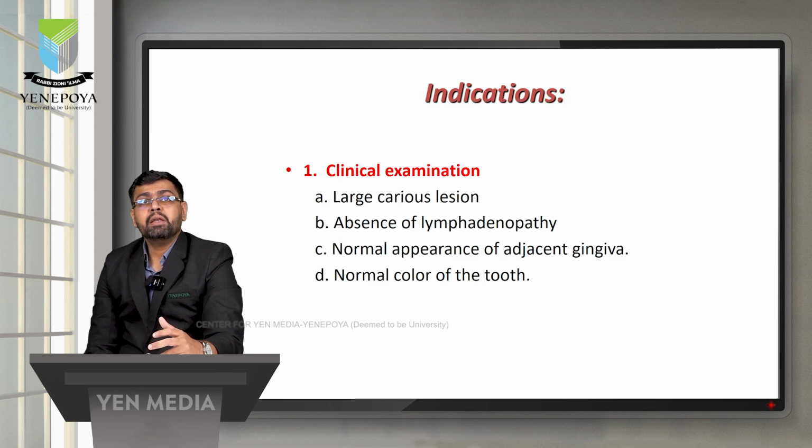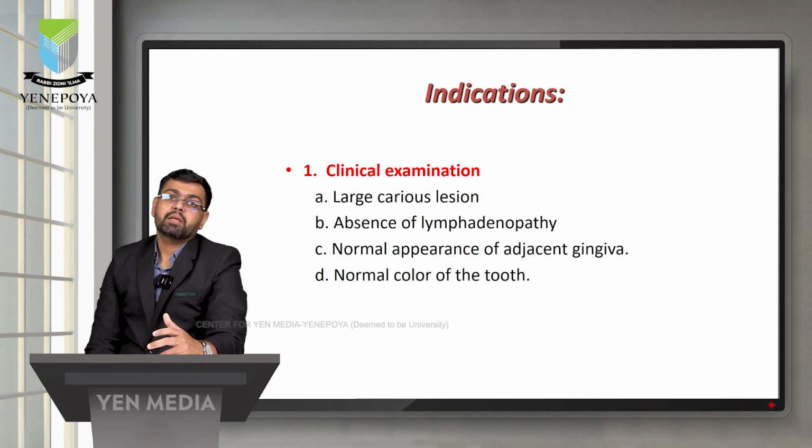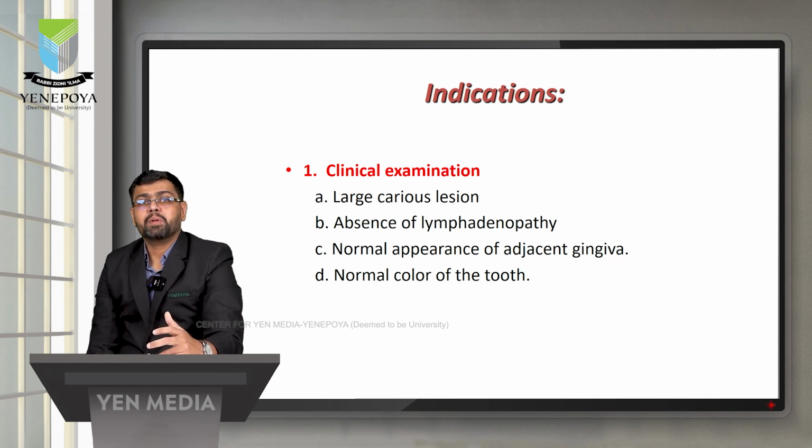Now coming to the indications of indirect pulp capping. On clinical examination, there will be presence of a large caries lesion. There will be an absence of lymphadenopathy. The adjacent gingiva will appear normal. The tooth will have a normal color. Abnormal color of the tooth means a non-vital tooth, whereas the cases which we select for indirect pulp capping will be vital teeth. So the color of the tooth will be normal because the tooth will be vital.